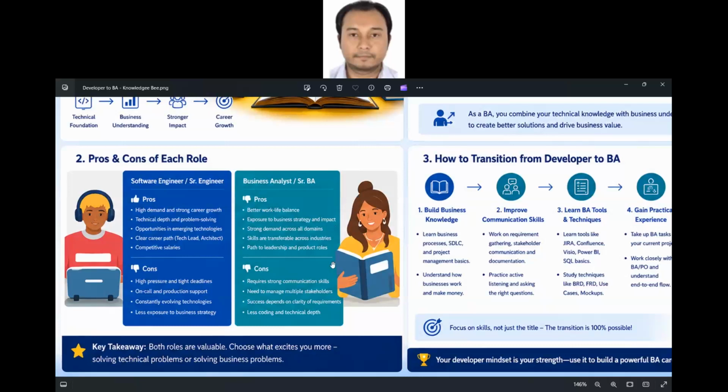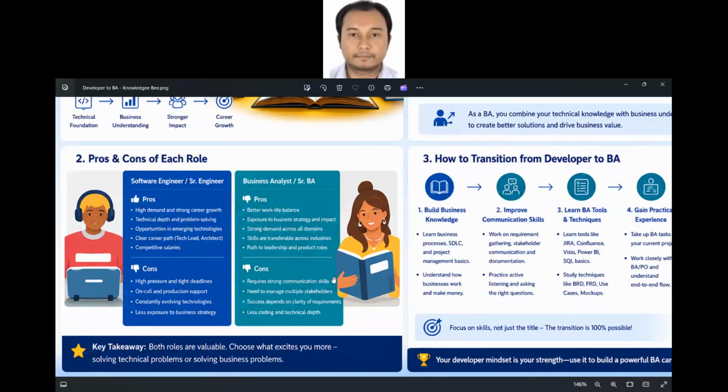But then there are challenges as well. One needs to have excellent communication and stakeholder management skills, and should be able to manage conflicting requirements, which are difficult at times. Success depends heavily on the clarity of communication, and there is less direct involvement in coding and technical implementation, which sometimes totally depends on the dev team or the developers.